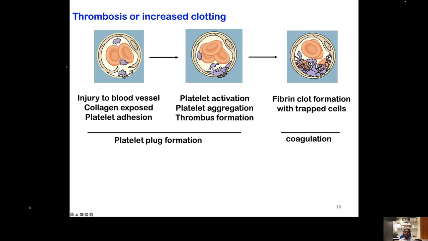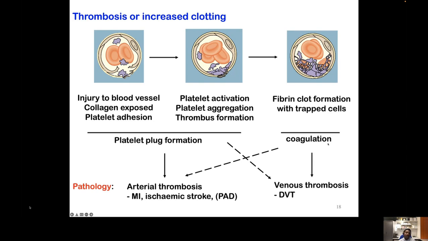So we talked about these stages before. Basically, if there is an injury, collagen will get exposed, platelets will get activated, a clot is formed, then the coagulation cascade will make fibrin, and that will trap everything and make the clot. So here there are two important things. One important aspect is platelets, the platelet plug formation or platelet activation and aggregation. The other one is called coagulation. This is really important here.